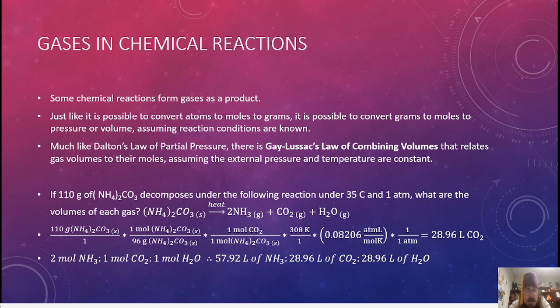So it's possible, if I had 110 grams of ammonium carbonate that decomposes under conditions of 35 Celsius and 1 atmosphere, to ask what the volume of each gas would be, given that the reaction produces 2 moles of ammonia, 1 mole of CO2, and 1 mole of water. Well, you turn 110 grams into moles, and then you can find the volume of CO2. V equals nRT over P. And you can find that out.